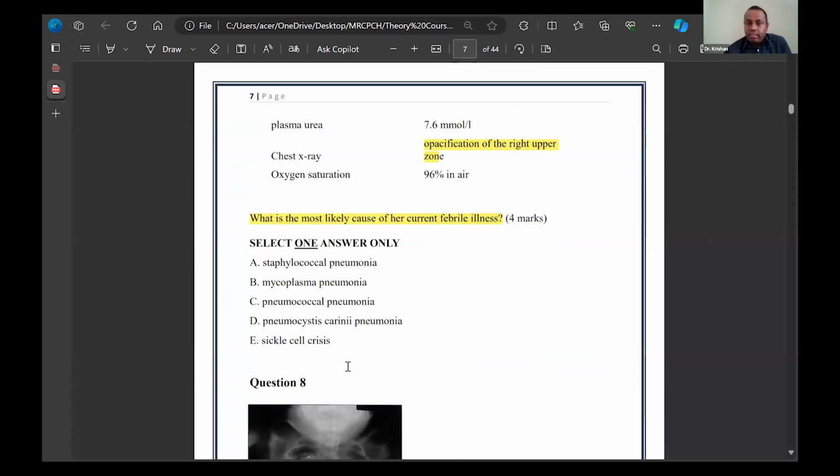Okay, now what is asked? What is the most likely cause of his current febrile illness? Now, what is the current problem here? The child has got localized lung signs with opacification of the right upper zone, which means this child is likely to be having a lobar pneumonia. That is what is tested.